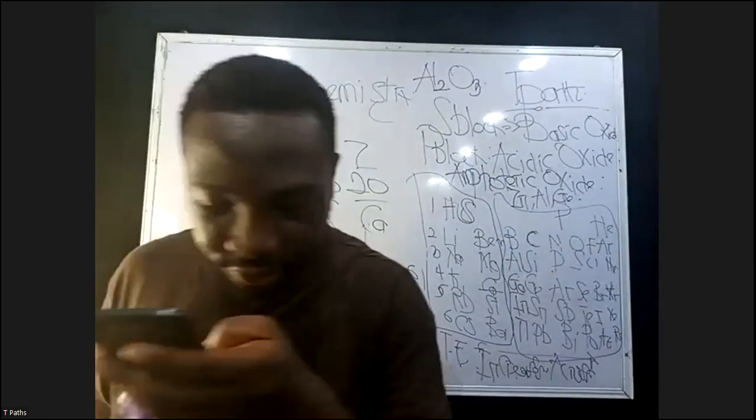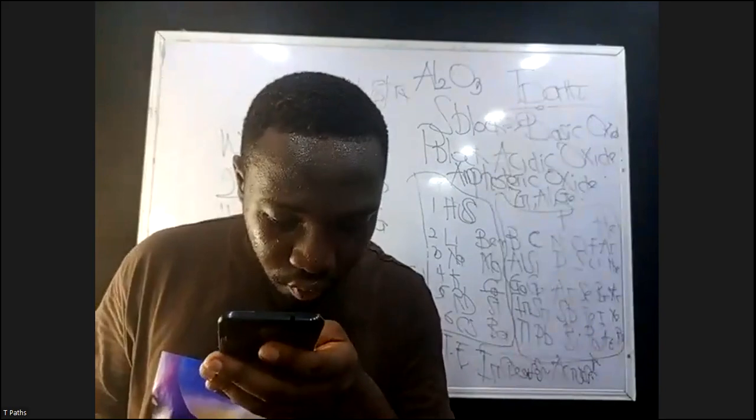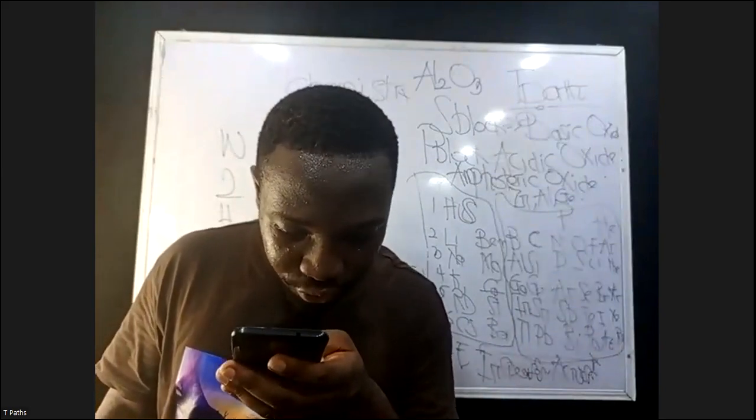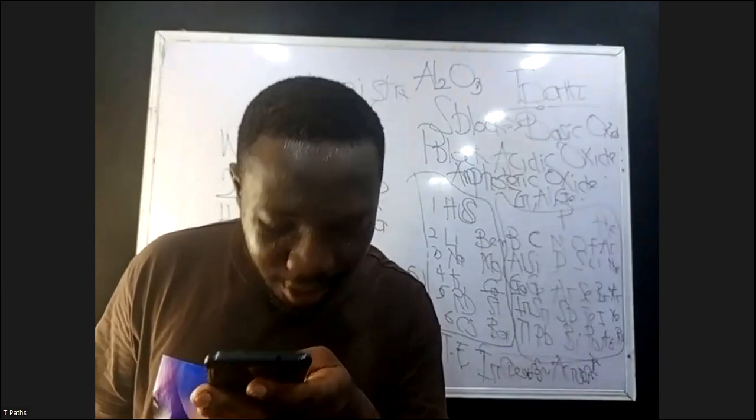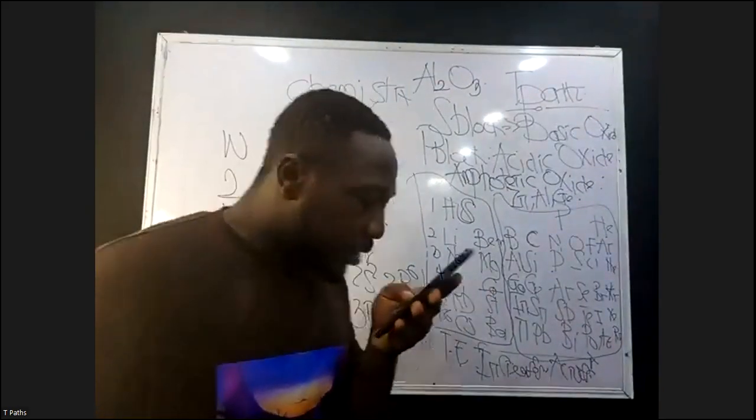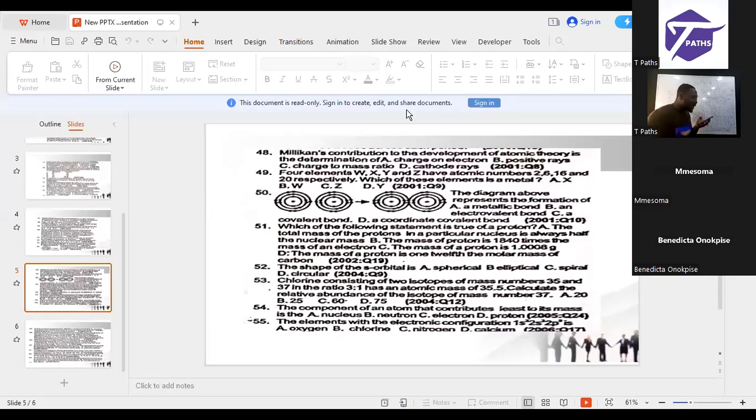The next thing there: the diagram above represents the formation of what? You can see there we have one orbital and another orbital, but they are meeting together. That is, they are sharing electrons. And what has happened there? That is what they call covalent bonding.